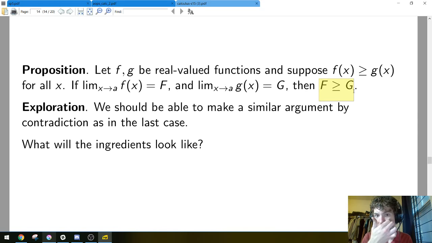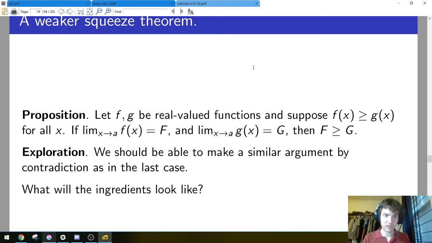So this is kind of similar to the last problem. In the last problem, g of x was 0, right? f of x was greater than or equal to 0, and then we showed the limit is greater than or equal to 0. Now we've generalized slightly. g doesn't have to be 0. g can be any other function. But we just want to show that if f is always bigger than g, the limit of f has to be bigger than the limit of g.